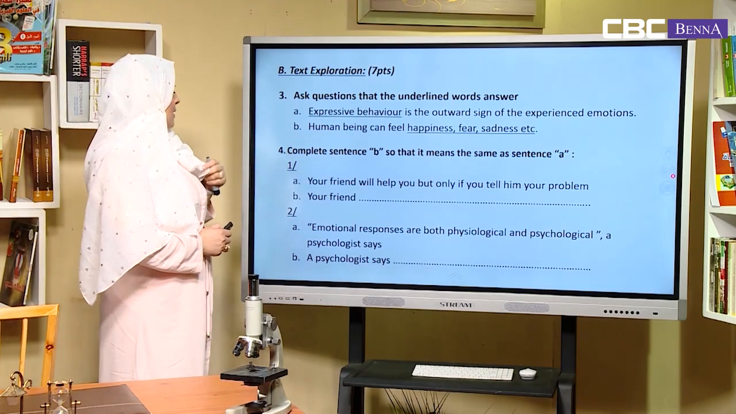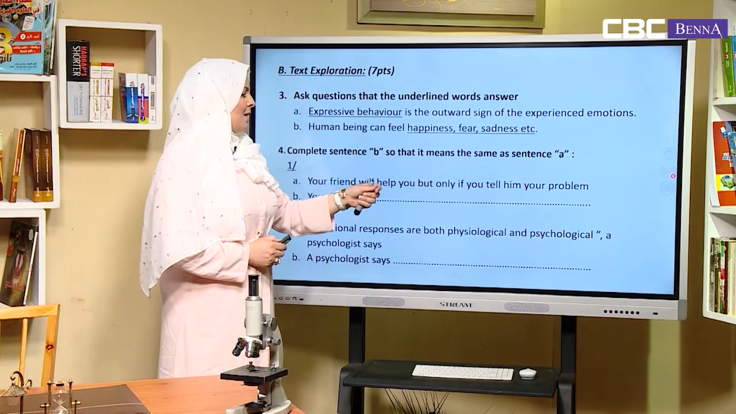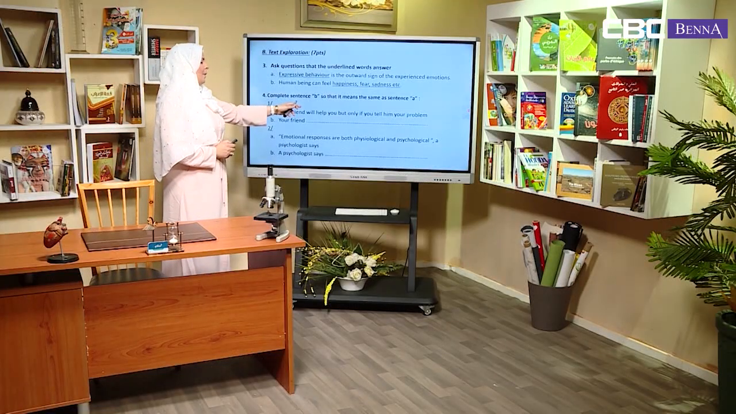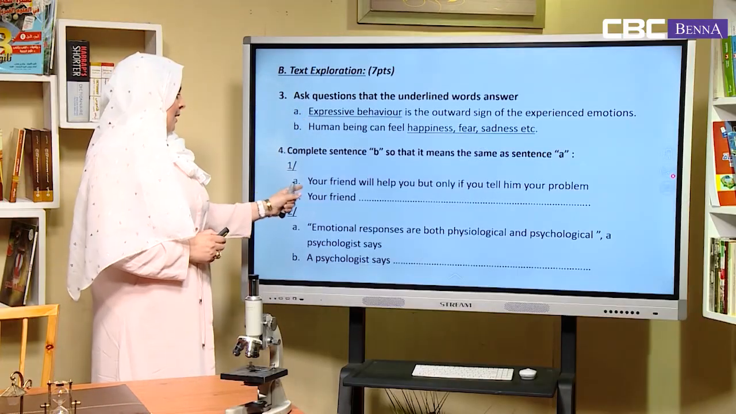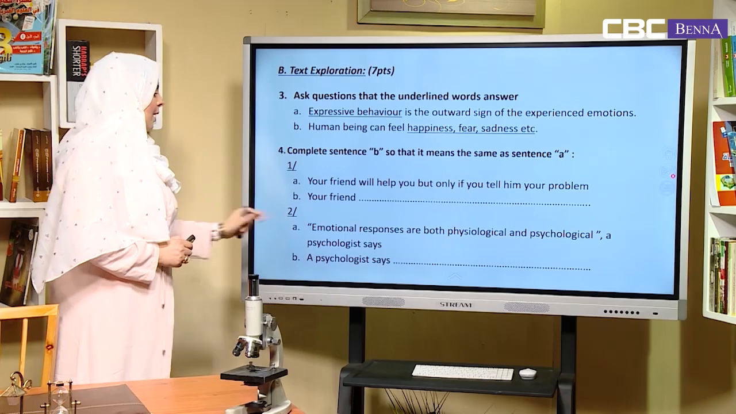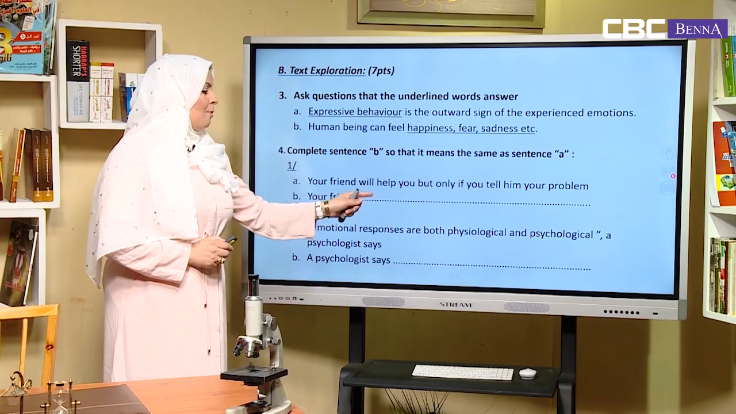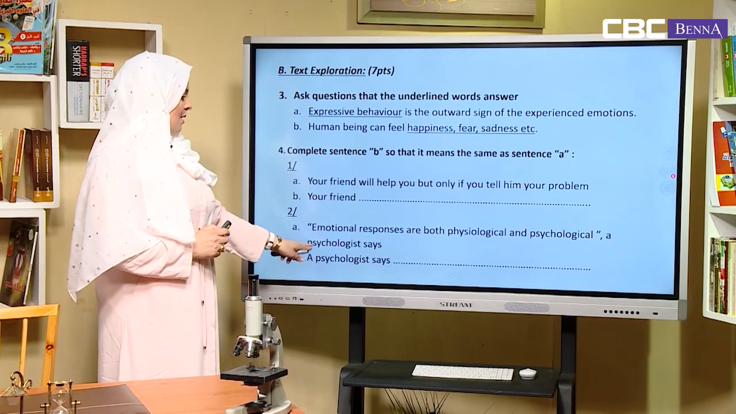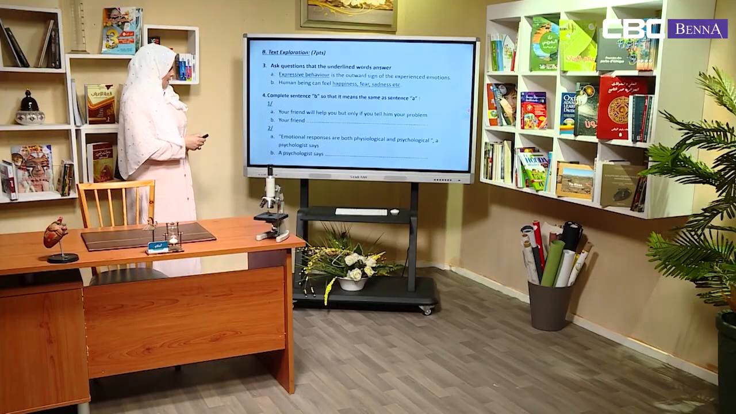So concerning activity number 4, it is related also to grammar. Complete sentence B so that it means the same as sentence A. Your friend will help you, but only if you tell him your problem. Your friend. So, 2. Emotional responses are both physiological and psychological. Quotations, a psychologist says. So, this is concerning grammar.